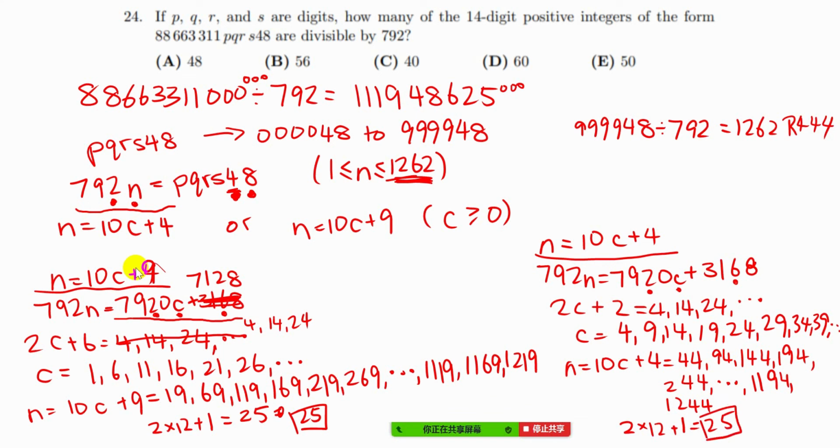And then it asks for how many of those 88663311PQRS48 are divisible by 792, which is how many values of n there are. So there would be 25 plus 25, which is 50 values of n. So there would be 50 88663311PQRS48 that are divisible by 792, and then we choose E.